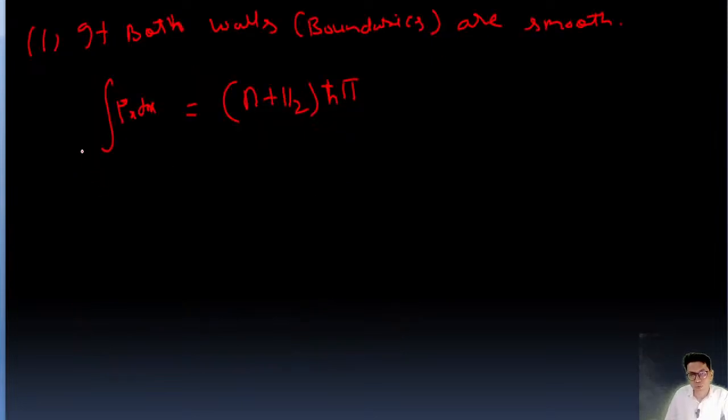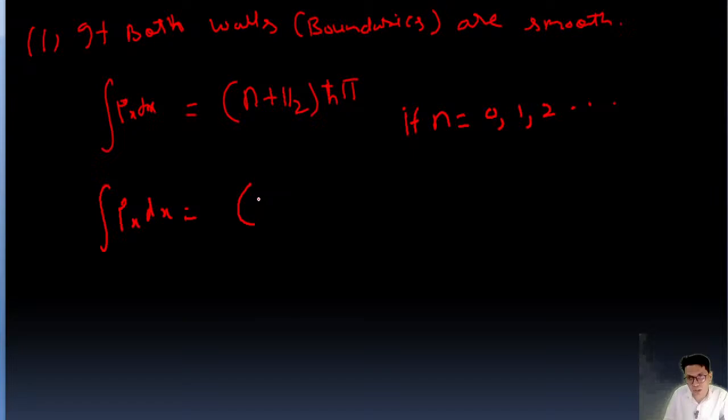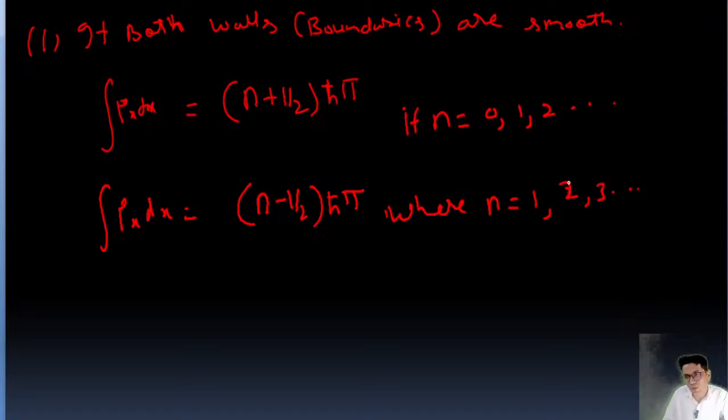Well, so this is the one, if n starts with 0, 1, 2 and so on. If you talk about a simple harmonic oscillator, here n starts with 0, but if you talk about an infinite potential box, then n starts with 1. And if n starts with 1, then the integral of p dx is going to be n minus half h cut pi, where n equals 1, 2, 3 and so on.